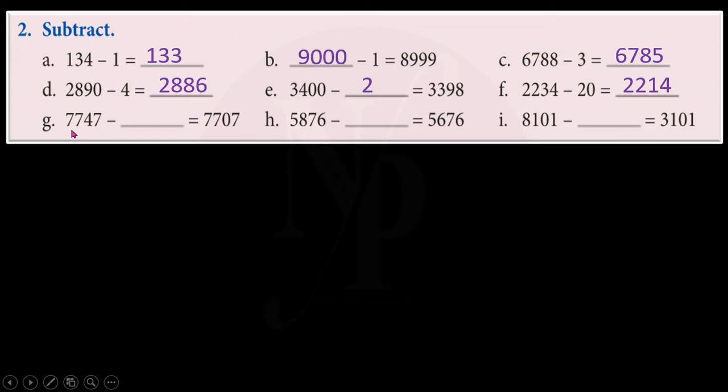G, 7,747 minus a number is equal to 7,707. So observe these numbers. This number is 40 less than 7,747. Therefore, on subtracting 40 from this number, you will get 7,707. H.